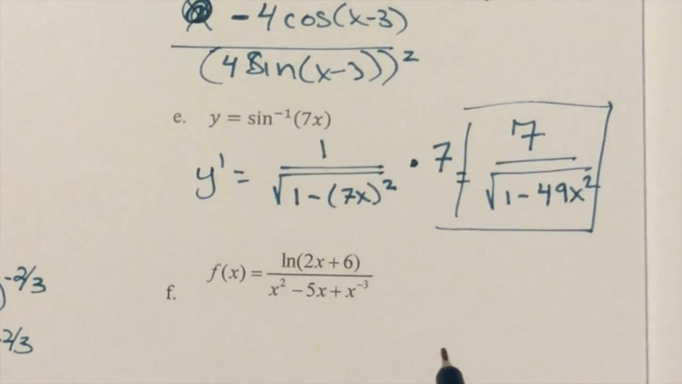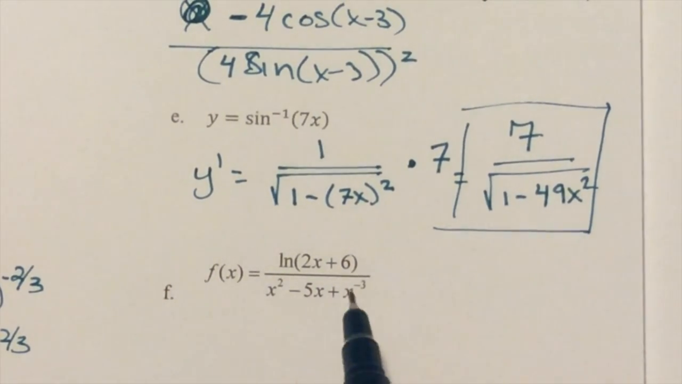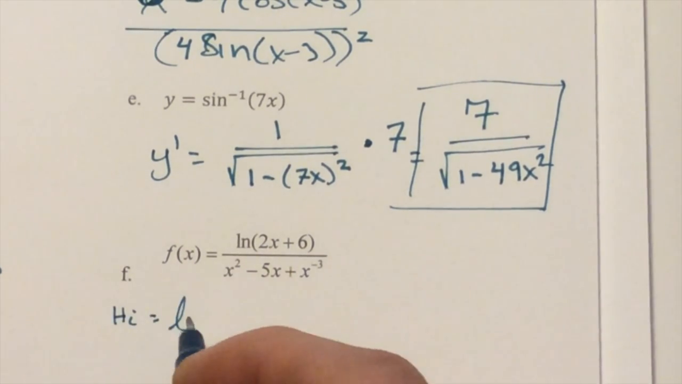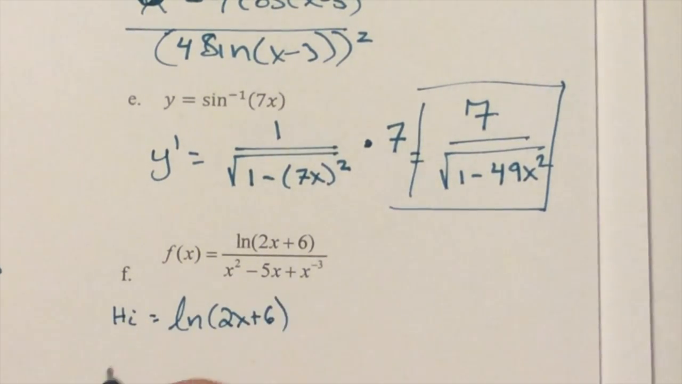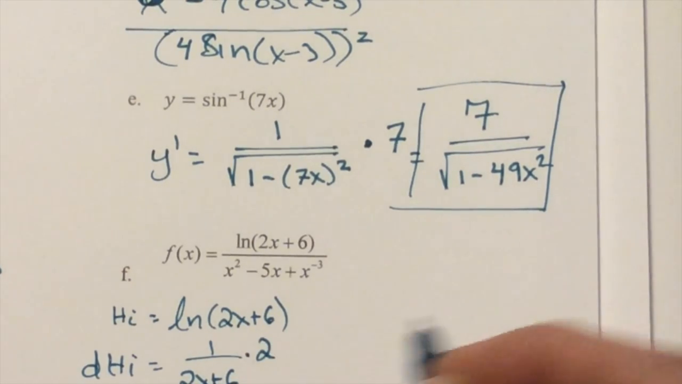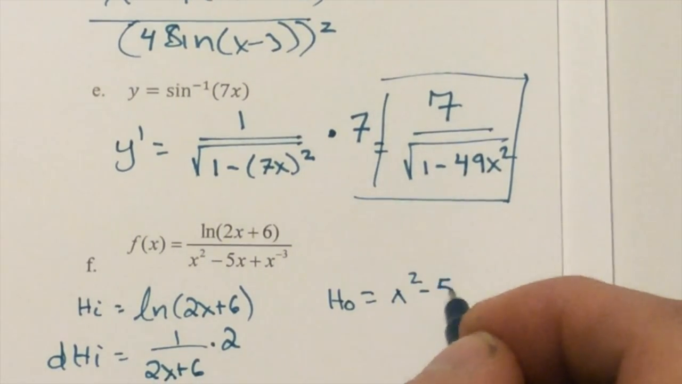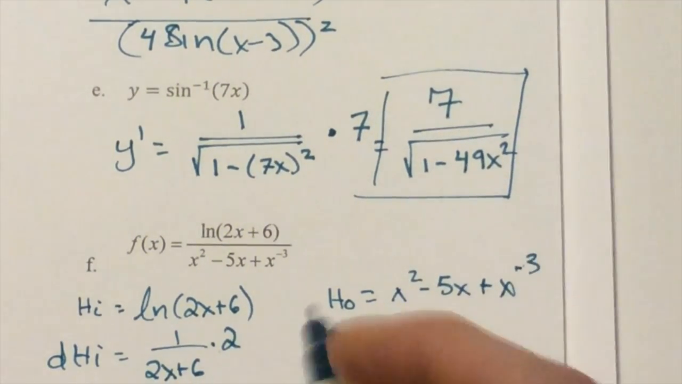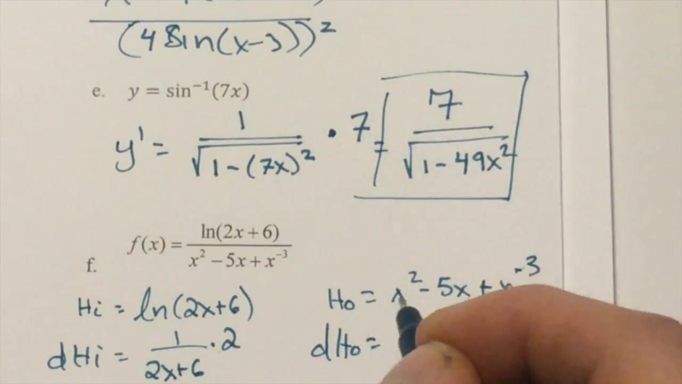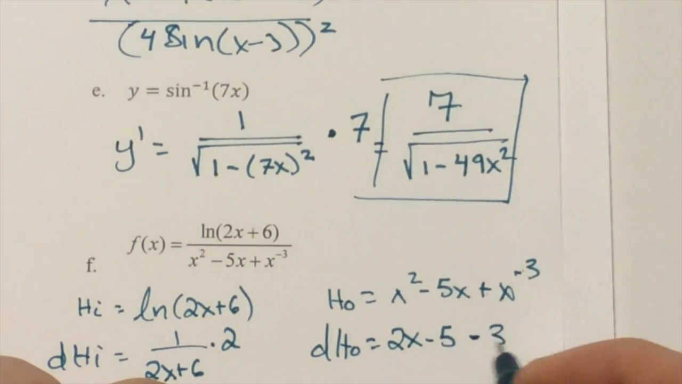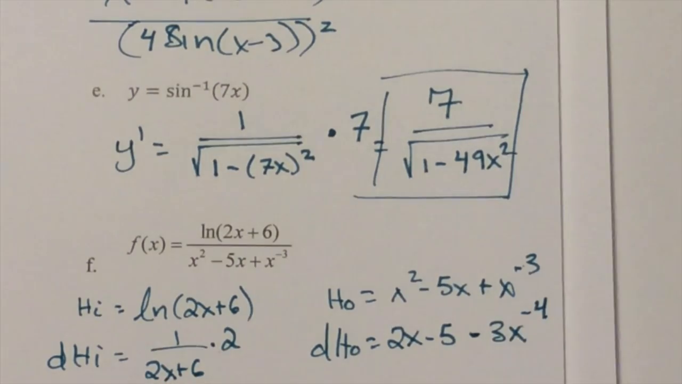Last bit, we have f, this whole mess. We see that's a quotient rule, so I'm just going to write it out. My high function is ln of 2x plus 6. So d high is 1 over 2x plus 6 times 2. And my ho function is x squared minus 5x plus x to the negative third. D ho is just power rule on each one. So that's 2x minus 5 minus 3x to the negative fourth.